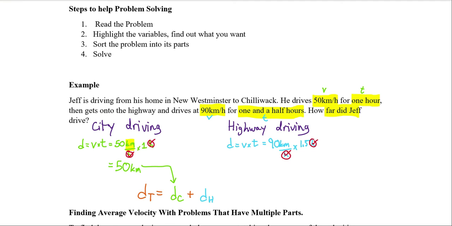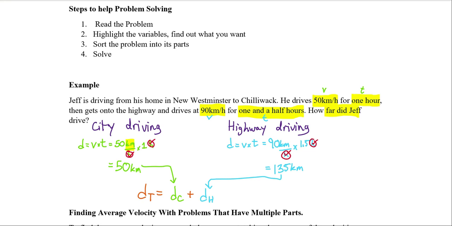Now 90 times 1.5, we can punch that into our calculators. That should be 135 kilometers. And that's our total distance that we go on the highway, 135. And we can take this and put it in right there.